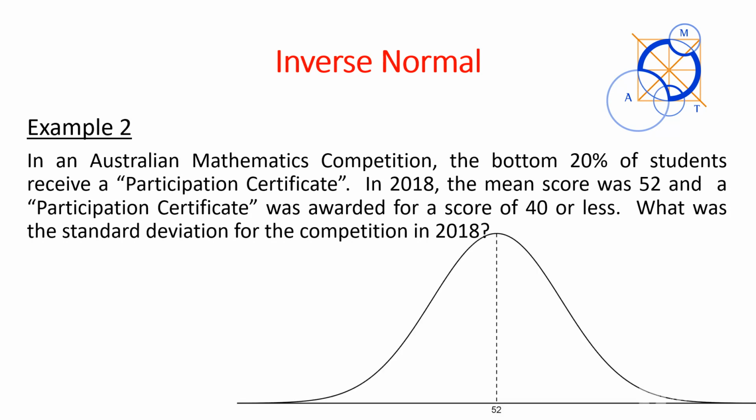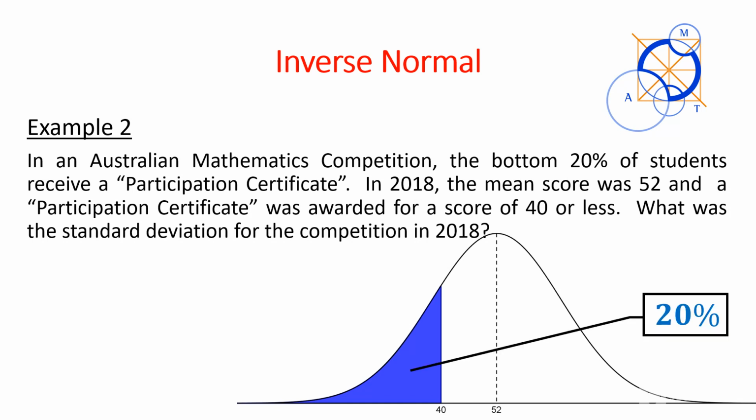So once again, we're going to assume it's normally distributed, and we're going to put our mean of 52 in the middle, and this time we've been given the x value, so we're going to put 40 and colour in or shade in everything less than 40. This is the bottom 20%. Now again, we need to know that there's 50% of the data between the mean and less, so there must be 30% in this region, which is the light blue, because 30 and 20 add up to 50.